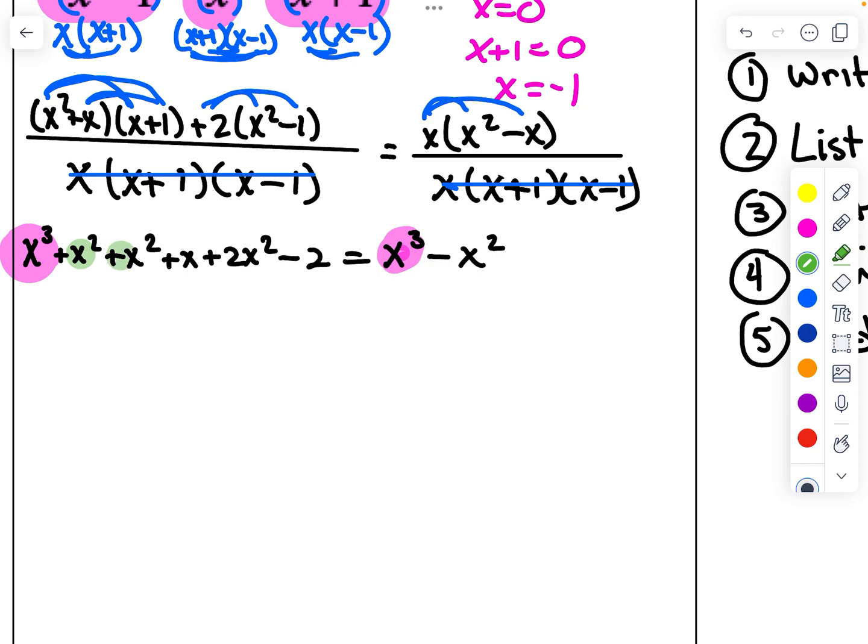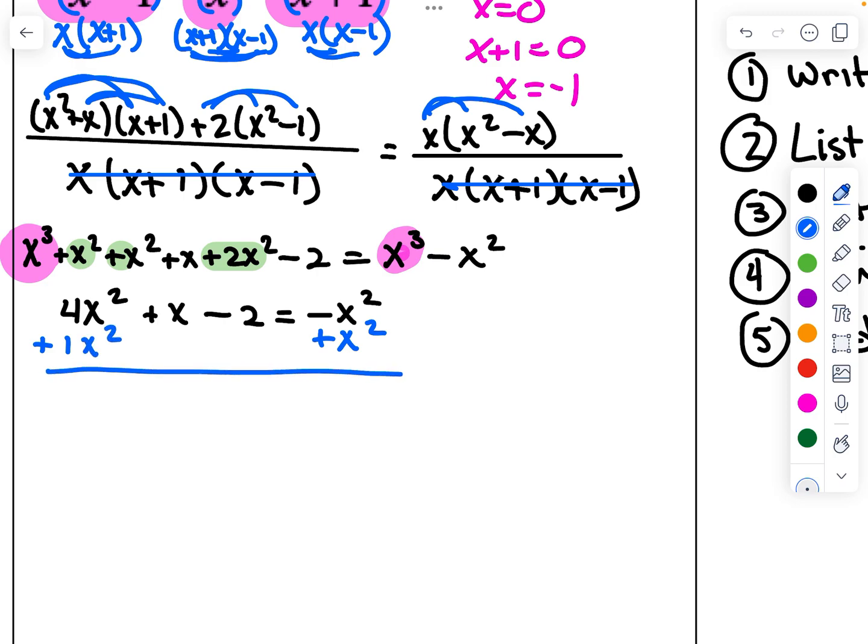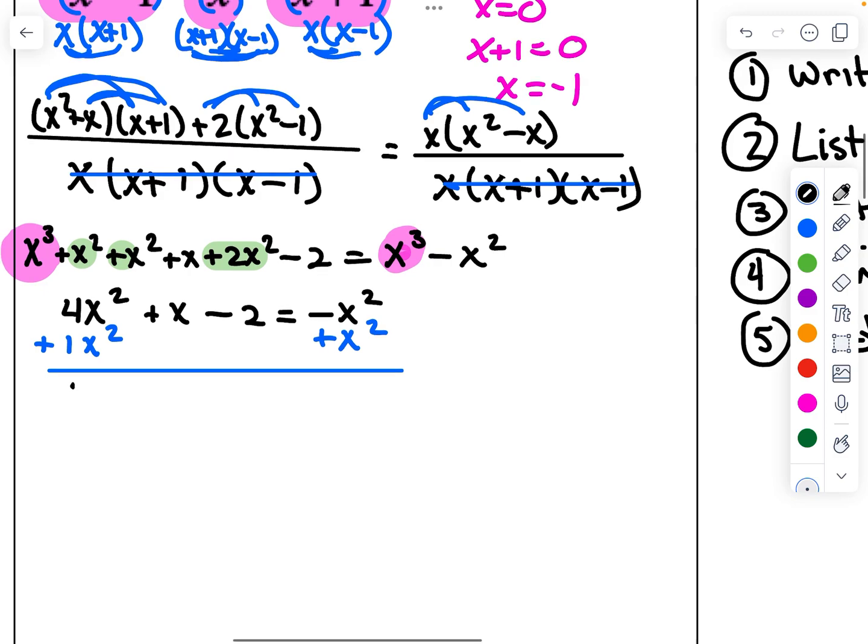X squared, 2x squared. I'm going to leave that negative x squared over there for the moment just because I don't want to do all that math in my head. So x squared and 2x squared is 4x squareds. And then I have a plus x and a minus 2 on this side. And over here I have a negative x squared. So if I add this x squared to this x squared, I have 5x squareds plus x minus 2 equals 0.